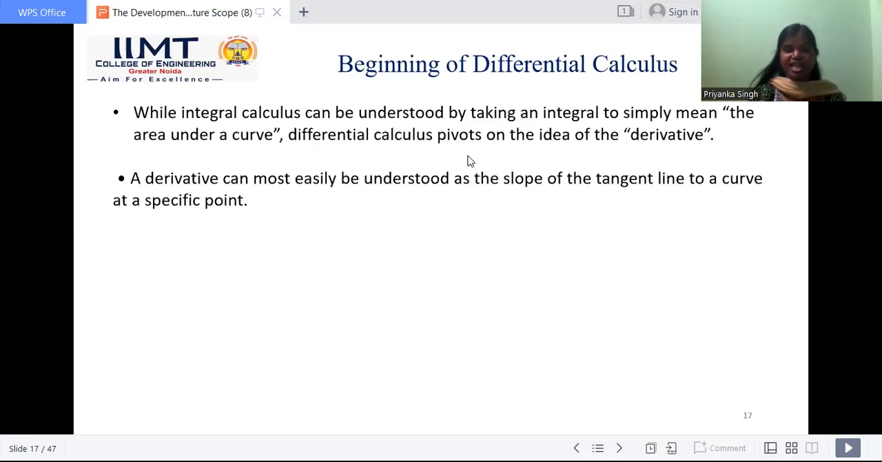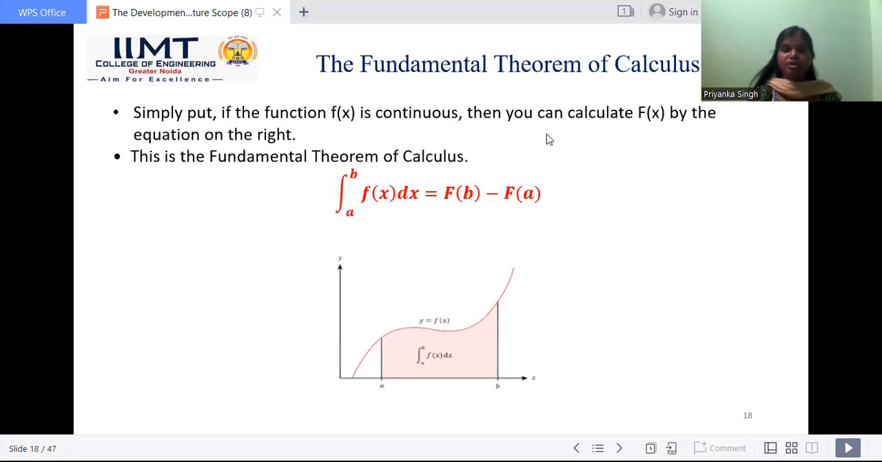Beginning of differential calculus. While integral calculus can be understood by taking an integral to simply mean the area under a curve, differential calculus pivots on the idea of the derivative. A derivative can most easily be understood as the slope of the tangent line to a curve at a specific point.